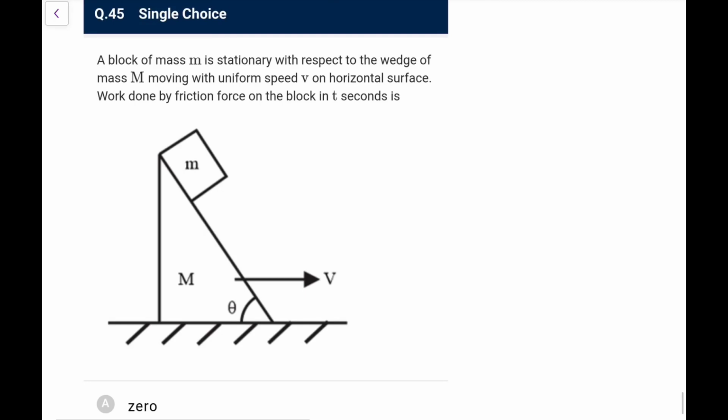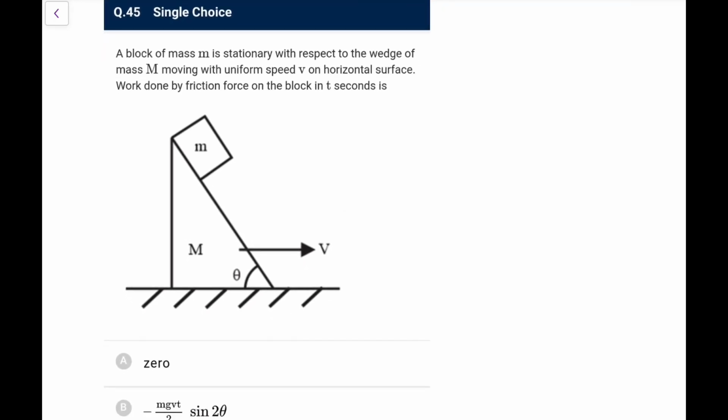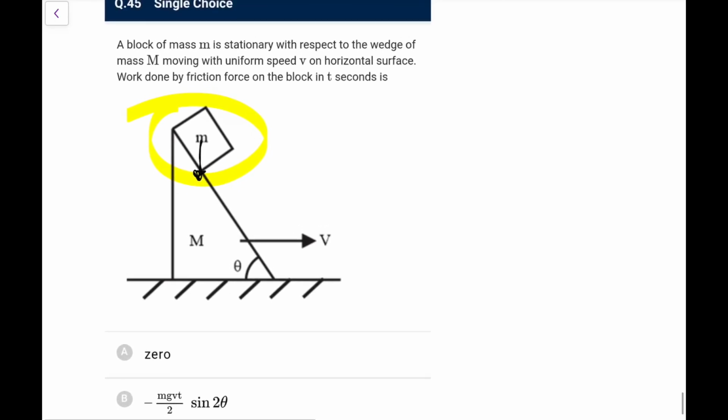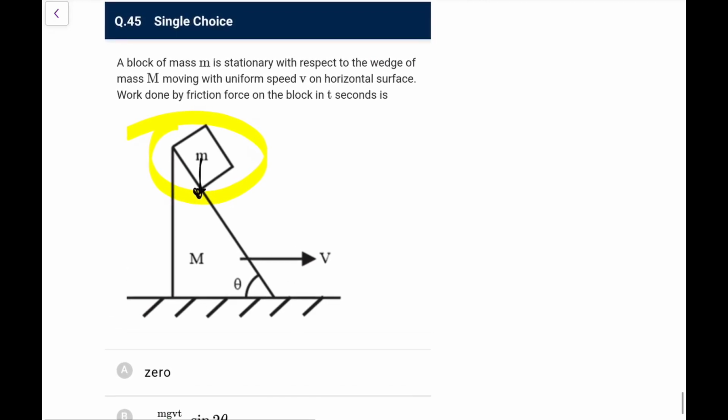A block of mass m is stationary with respect to a wedge of mass M moving with uniform speed v on a horizontal surface. The work done by the friction force on the block in t seconds is, which is the block, okay, is stationary with respect to the wedge. That means whatever be the speed it is gaining, mg is not doing any work here. Whatever be the speed it is gaining, that you can make out would be because of this, okay, no, because normal is also there, that won't work.